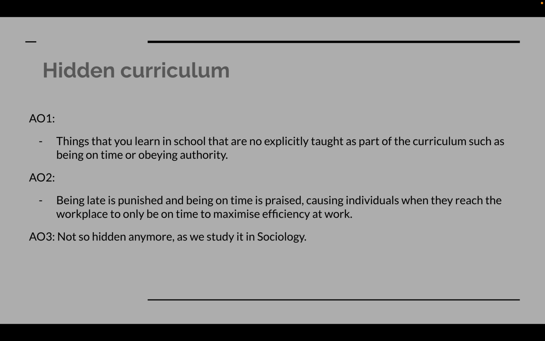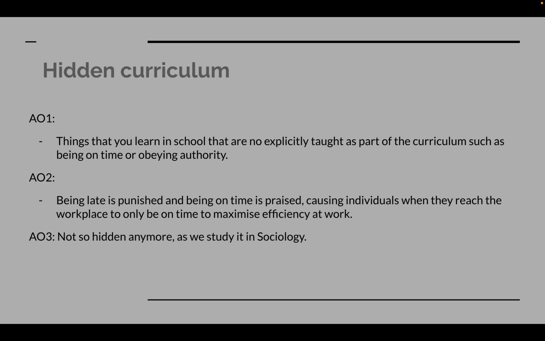First, under labeling theory, I feel like it's its own thing in itself actually, is the hidden curriculum. So I broke this point down into how you would structure a paragraph using AO1, AO2, and AO3, which are AO1 is your knowledge, AO2 is your application of that knowledge to your topic, and AO3 is your evaluation.